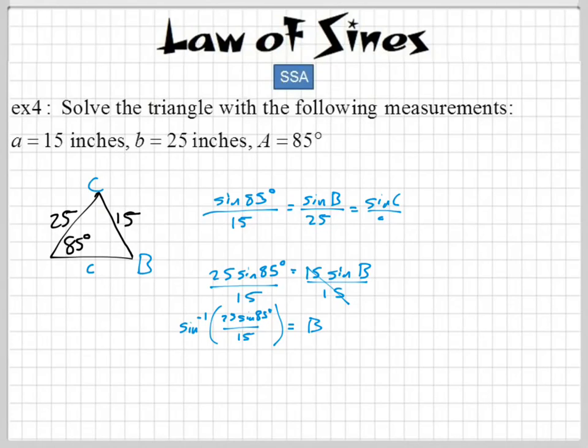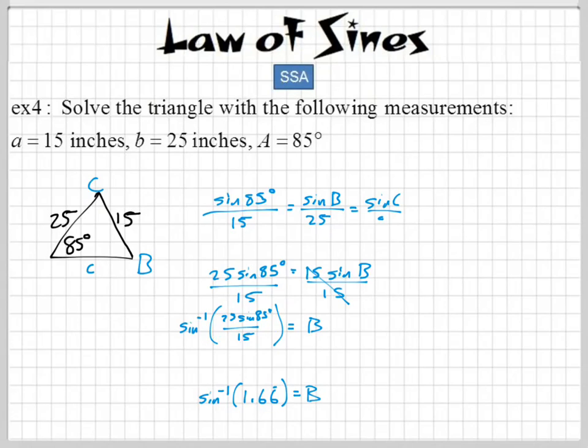It says error. Why would it say error? It doesn't work. It has to be less than 1 and greater than negative 1. What do you guys get right here? Tell me what you get. Isn't it 1.6? So you get inverse sine of 1.66, and it just keeps repeating, right?